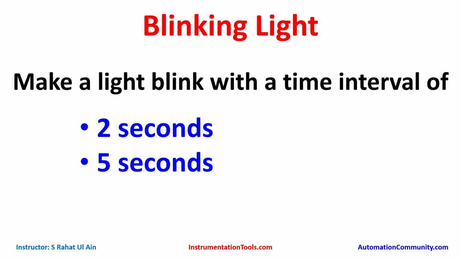Blinking light. Make a light blink with a time interval of 2 seconds and 5 seconds. So we will start with the first one, that is the time interval of 2 seconds. That means when we turn on a switch, then the LED will be on for 2 seconds and then off for 2 seconds. Then again on for 2 seconds and again off for 2 seconds. So let's move to the TIA Portal where we will draw a ladder diagram for this example.